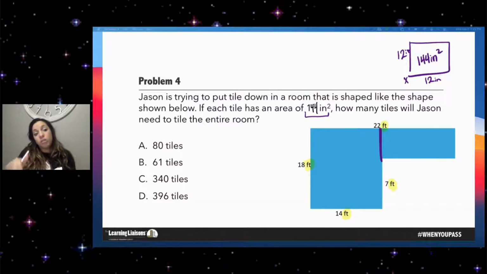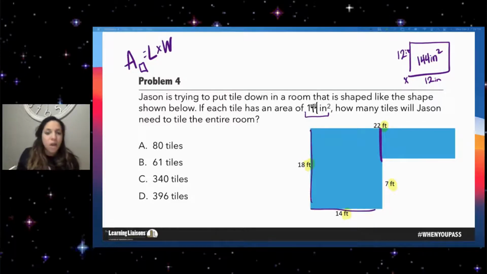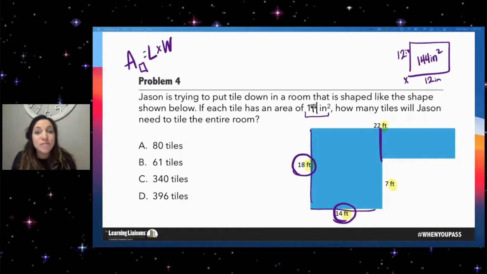I'm going to start with just solving it like this. So what do I know about area of a rectangle? Area of a rectangle equals length times width. So I just know I need this times this. Well, for this larger rectangle, that's super simple. They gave us those measurements. So I can do 14 times 18.